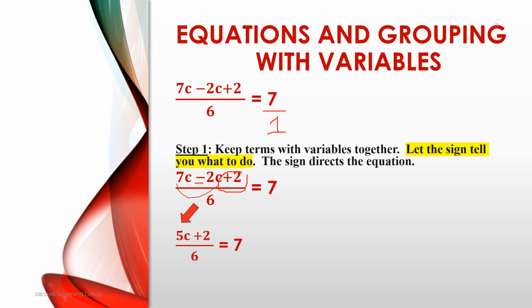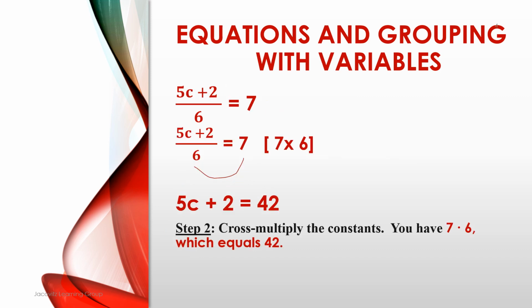So here you see that you have 5c because you have a c here and you have a c here. So it's 5c and then you leave the 2. You leave the 6 equals 7. Now you have a condensed equation. What we did here was we cross multiplied, and the reason we're cross multiplying is because we're trying to save you some time.